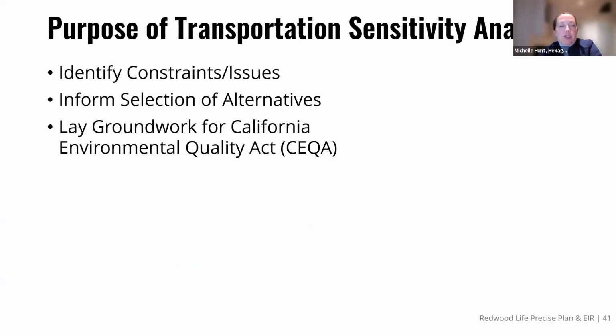So the transportation analysis was conducted in order to identify any constraints or issues that could be caused related to transportation, to also help inform the selection of the alternatives. And much of the work that we've done and completed as part of the sensitivity analysis will be carried forward and included in the CEQA document that will be prepared along with some additional analysis. So next slide.